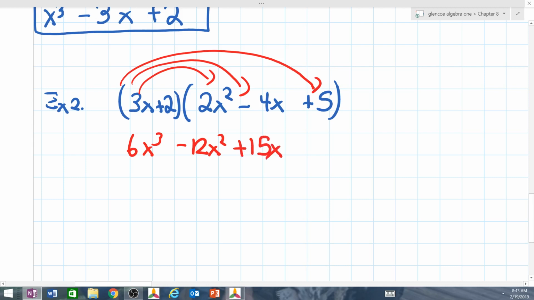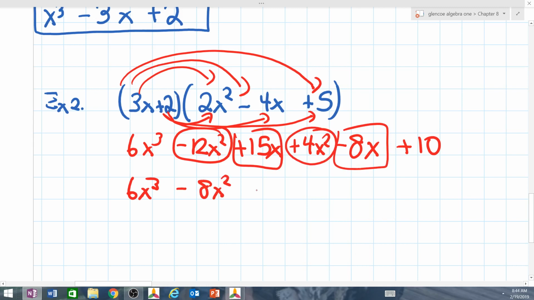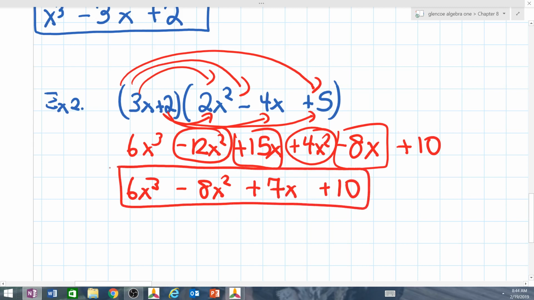Is everyone with me? Now we're going to multiply the 2 times all three terms in the second parentheses. 2 times 2x squared is 4x squared. 2 times a minus 4x is a minus 8x. And 2 times 5 would give me 10. Add like terms. 6x cubed. A negative 12x squared plus 4x squared gives me a minus 8x squared. A 15x minus 8x gives me a plus 7x. Plus 10. Final answer. Does anyone have a question?